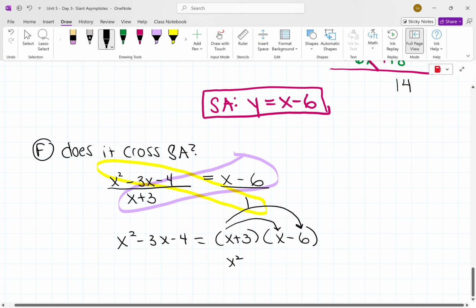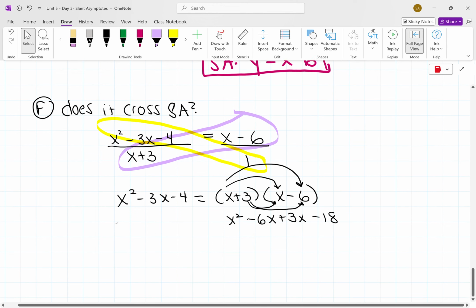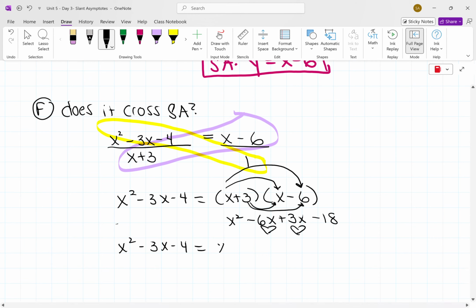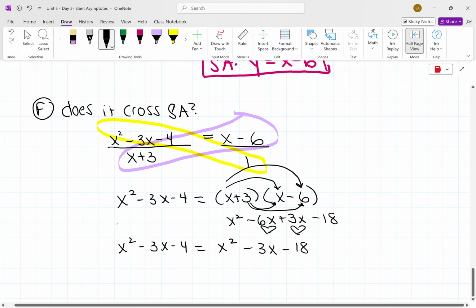So x times x is x squared. X times negative 6 is a negative 6x. 3 times x is 3x. 3 times negative 6 is a negative 18. So now we have x squared minus 3x minus 4 is equal to, I'm going to combine my like terms, x squared minus 3x minus 18.